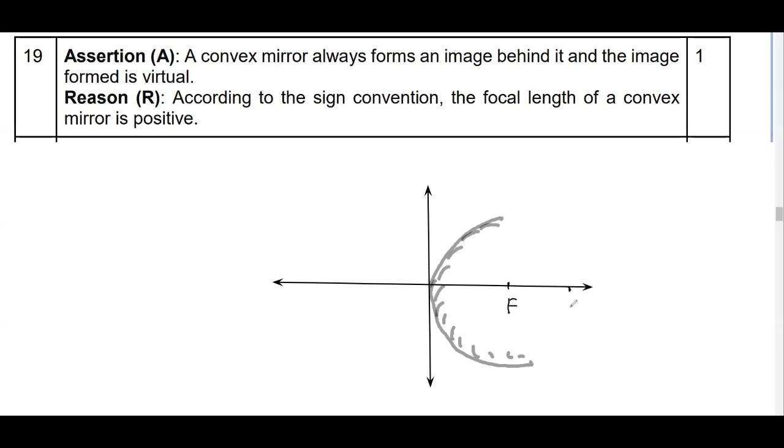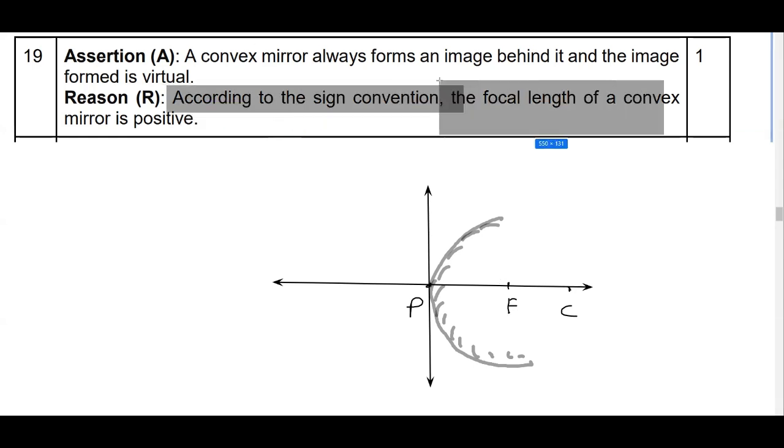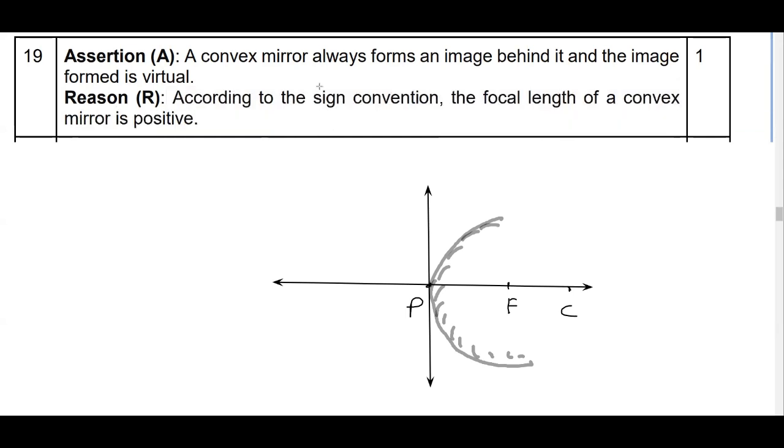This is F and this is C and this is P. So image formed is somewhere here. So this is behind the mirror. So it's always virtual, always erect, and always diminished, right? You always get a diminished image. So this is correct. And if I see, according to the sign convention, the focal length of a convex mirror is positive. Yes, as we know, it has virtual focus, or we can say anything which is measured to the right of the pole, right? Right of the pole is taken as positive since it is on the right hand side of the pole, right? So we'll say that this is also correct. But here too the reason is not the correct explanation.